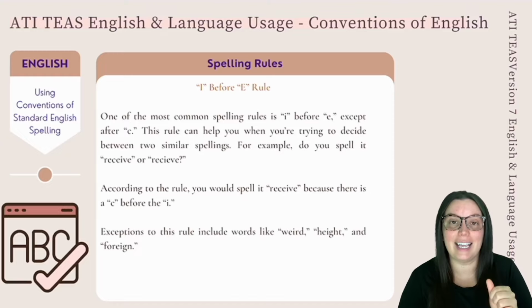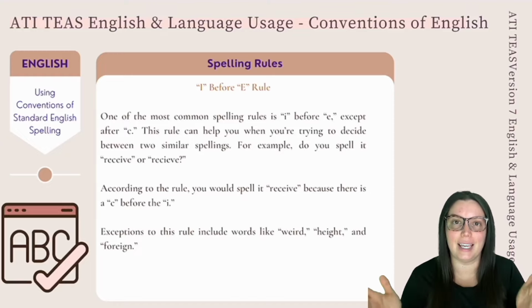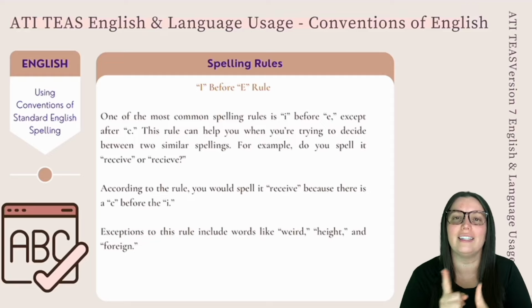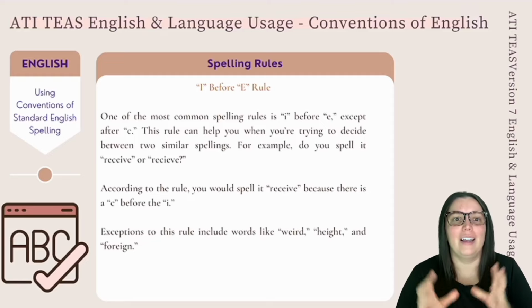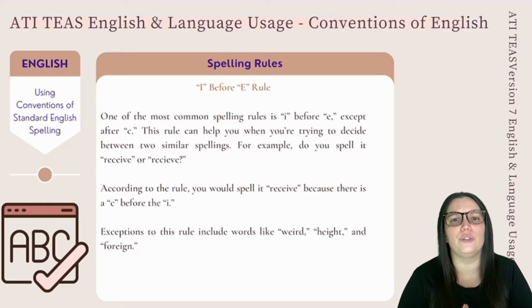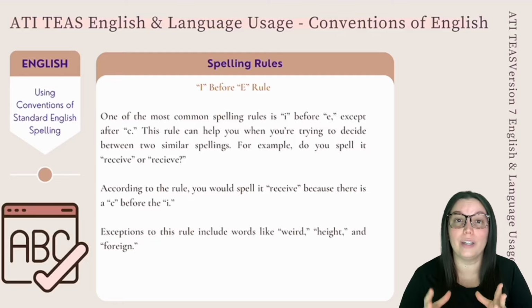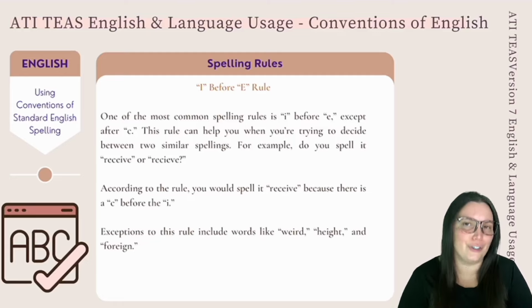Well, as we know, I before E, except after C, we know that the correct spelling is going to be R-E-C-E-I-V-E because we have a C. That changes that I before E, so the E comes before an I. Exceptions to this rule would include certain words like weird, height, and foreign. Certain words, the E is going to come before the I, but traditionally, I comes before E except after C.